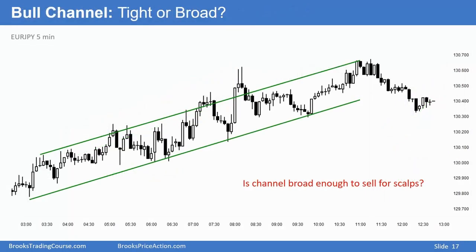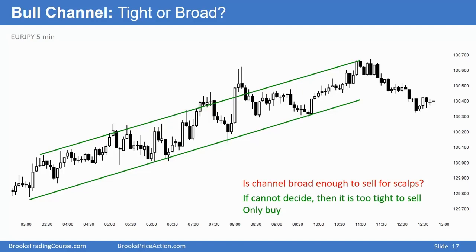What do you think about this channel? Is it broad enough to sell for scalps? This is the euro versus the Japanese yen. Or should you only look to buy? A general rule, if you cannot decide if the channel is broad enough to sell, only look to buy.